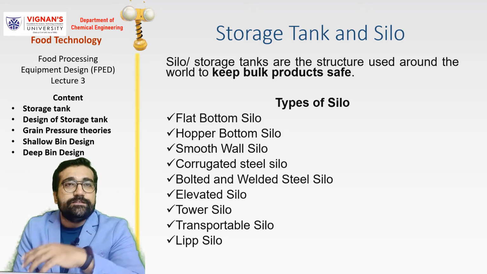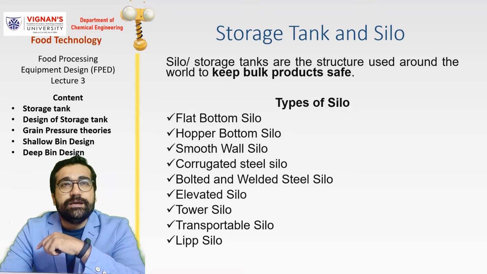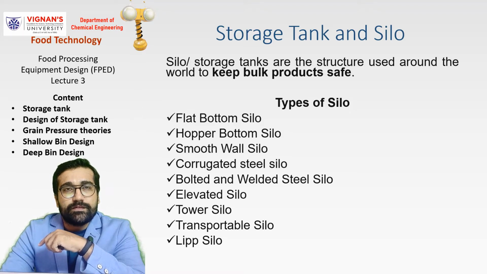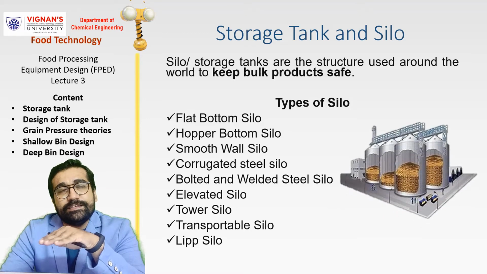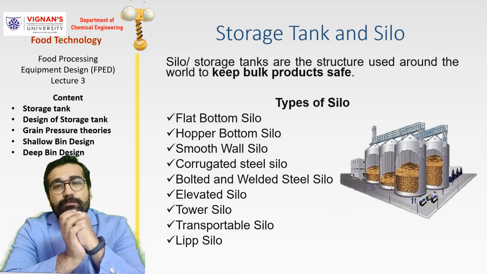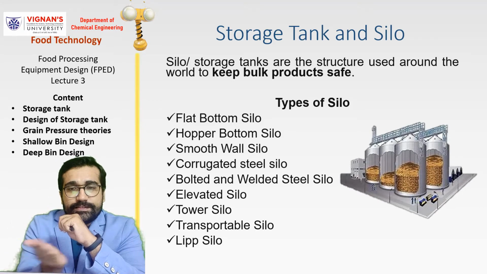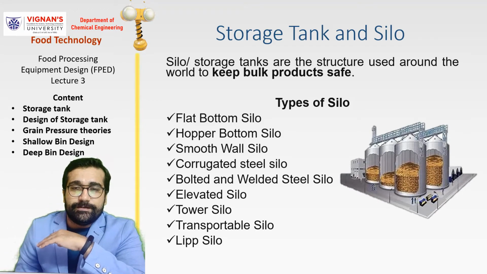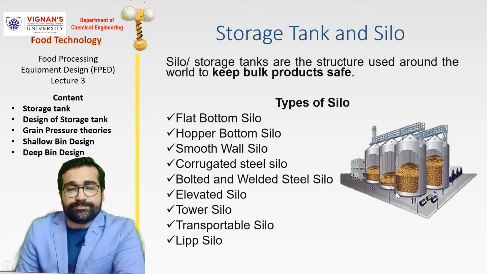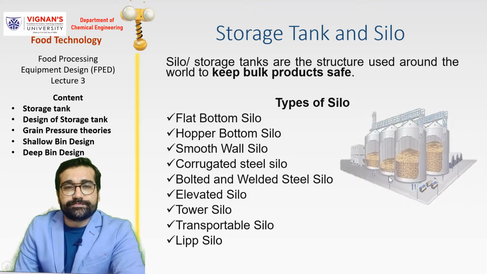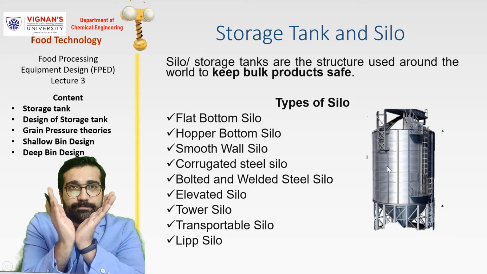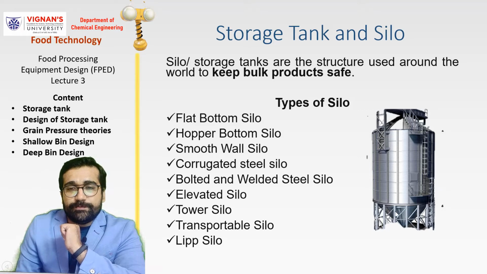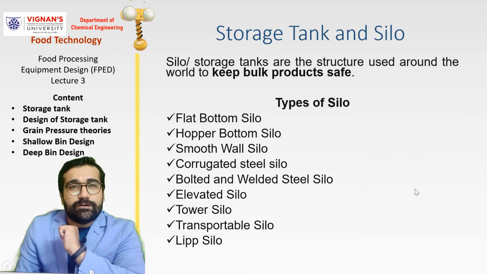The first one is the flat bottom silo. As the name indicates, this silo will be flat at the bottom. This is the picture we are seeing here, which is about the flat bottom silo. The next is the hopper bottom silo. We know the hopper shape. In this picture we see a hopper bottom silo.